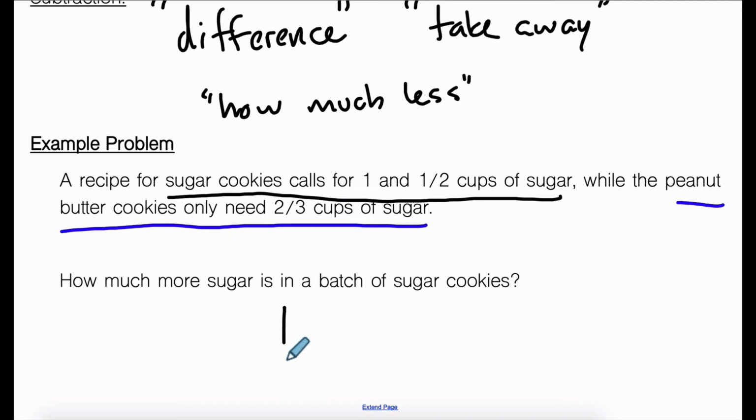The sugar cookie recipe needs 1.5 cups of sugar. Peanut butter only needs 2/3. How much more? Well, you're looking for the difference between the two. This is a subtraction word problem. I could have also asked, what's the difference between the amounts of sugar in the 2 recipes? That would also mean subtraction.